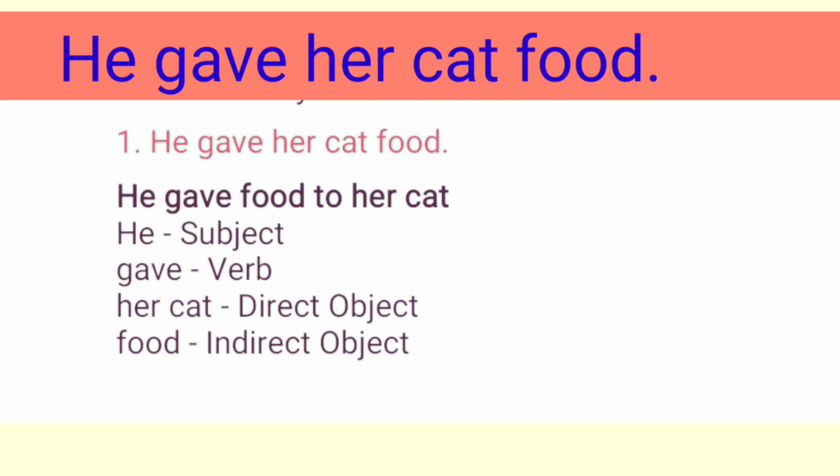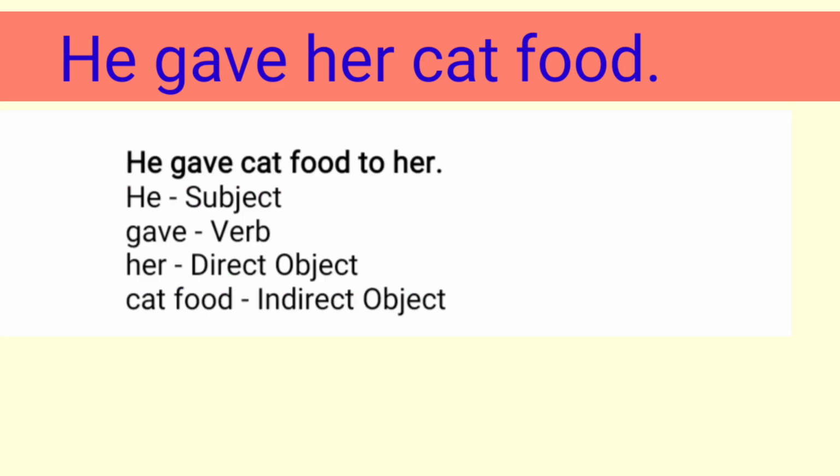And there is a second obvious structure of the same sentence: he forms the subject, gave is again the verb, her is the direct object, and cat food is the indirect object. Cat food is a noun phrase here. So this is how structural ambiguities are identified, because they are created because of their structures. Now we'll try to understand different patterns of sentences that create structural ambiguity.